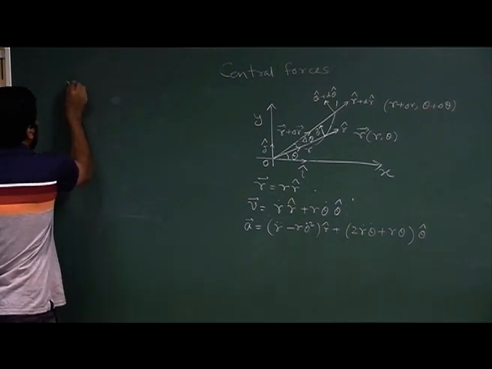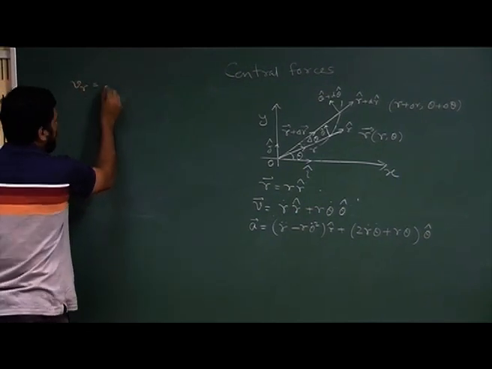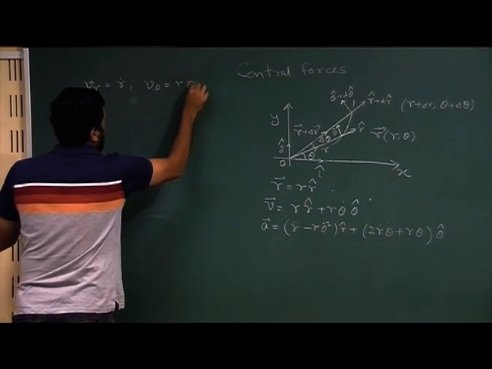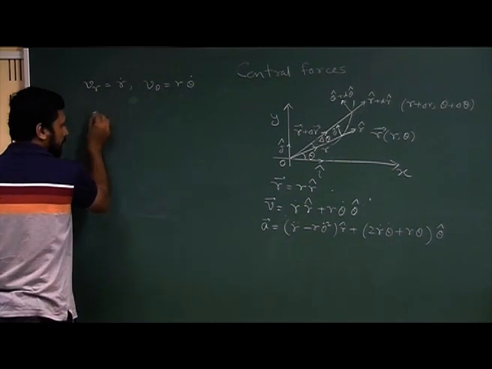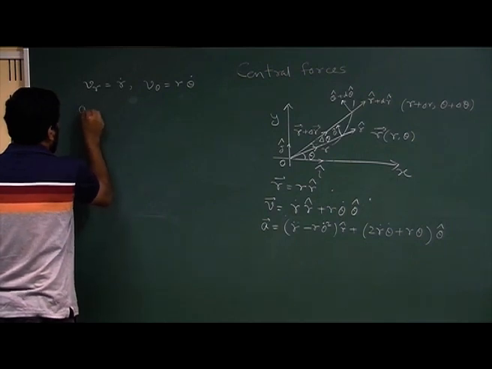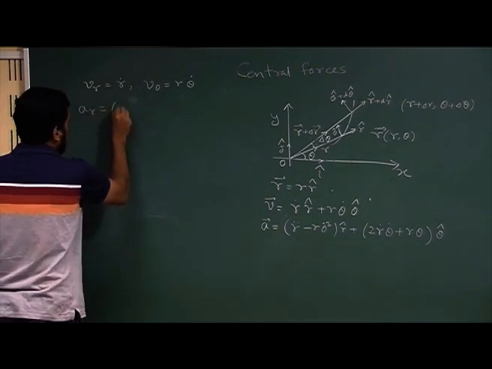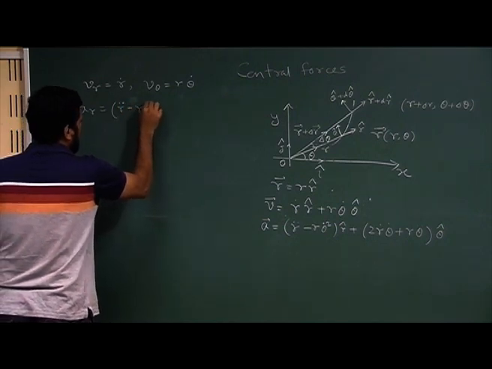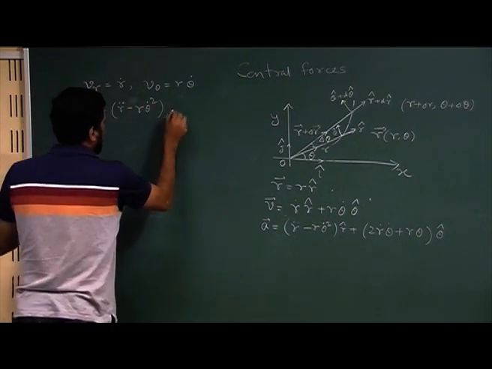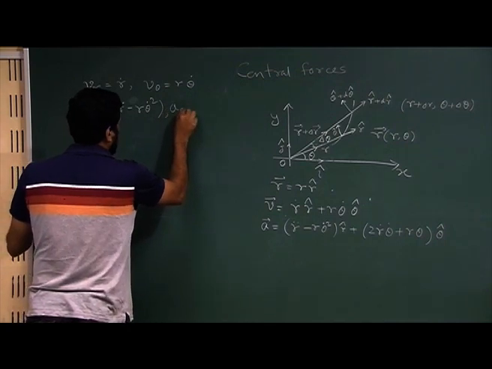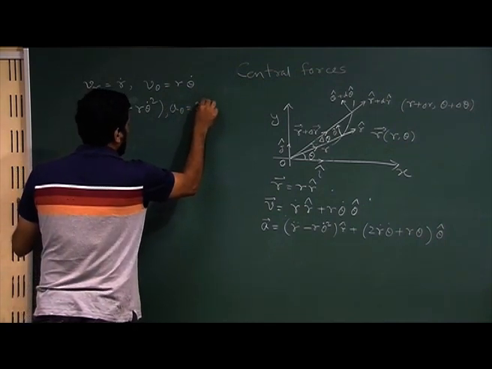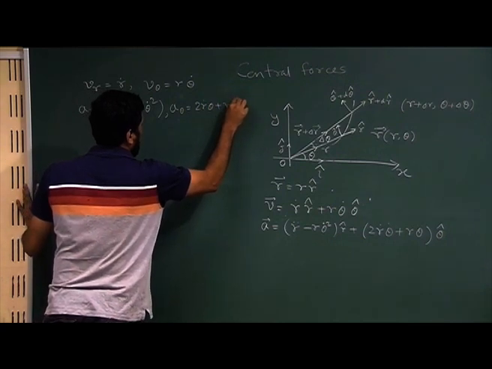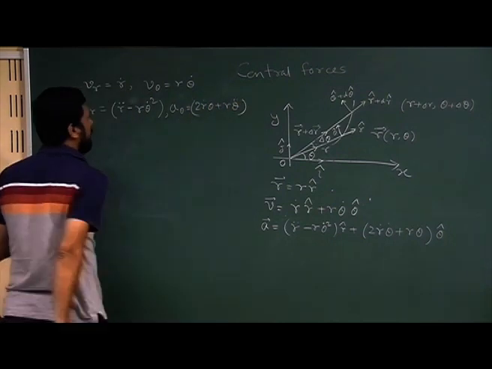So, V r is equal to r dot, V theta is equal to r theta dot. A r is equal to r double dot minus r theta dot square, A theta is equal to 2 r dot theta dot plus r theta double dot.